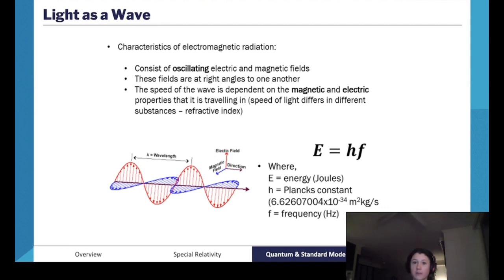And the speed of the wave is dependent on the magnetic and electric properties of the medium it is traveling in. So the speed of light differs in different substances, which is called the refractive index. So of course, if you have a denser substance, there's going to be more resistance to the light, so it's going to take longer to travel.